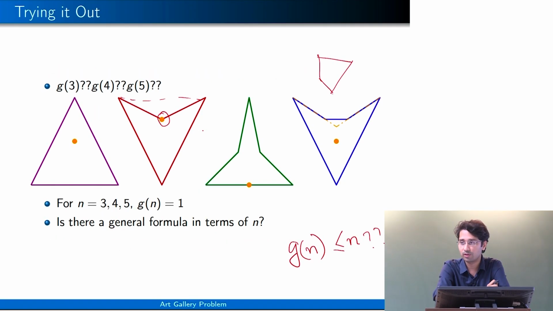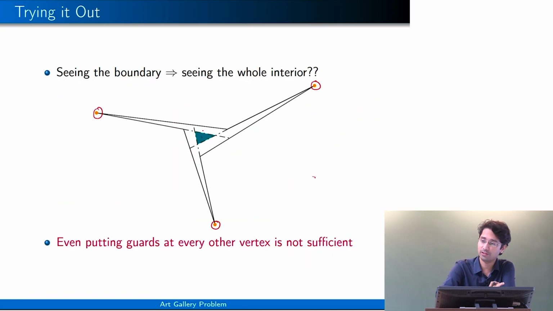Are you still convinced that Gn is less than or equal to n? If I place a guard at every vertex, is it enough to cover the whole polygon? I am just saying that because it works for this example does not mean that it works for every example.